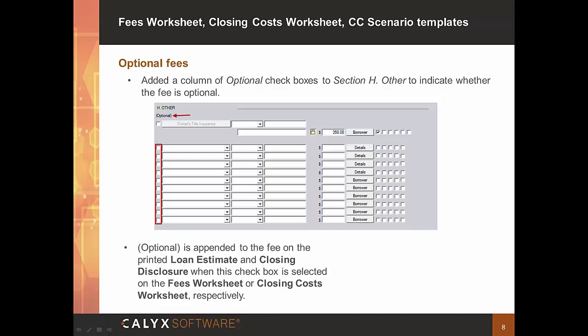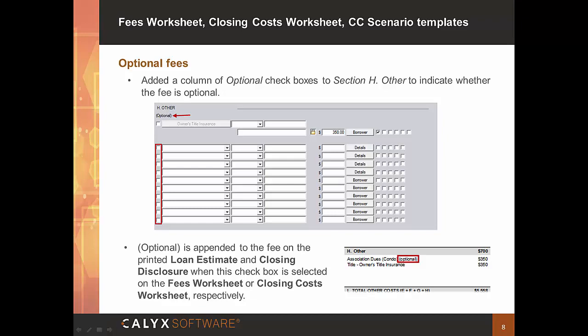When this box is selected on the fees worksheet or closing costs worksheet respectively, it sits there, and when it prints, it prints optional next to it. Now, one thing to be aware of is on the older versions of Point prior to 9.6, the owner's title policy was always defaulted as optional, so you could not change it.